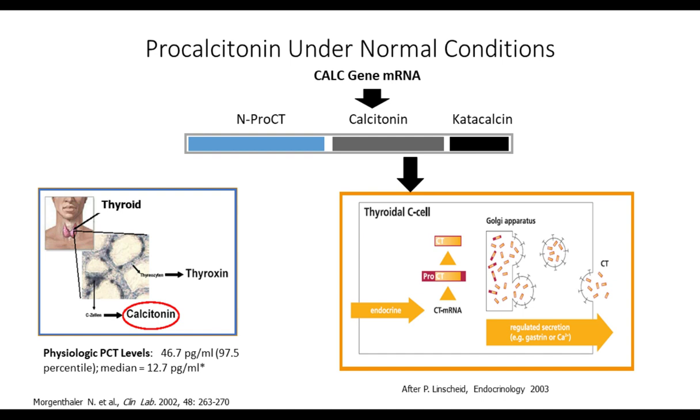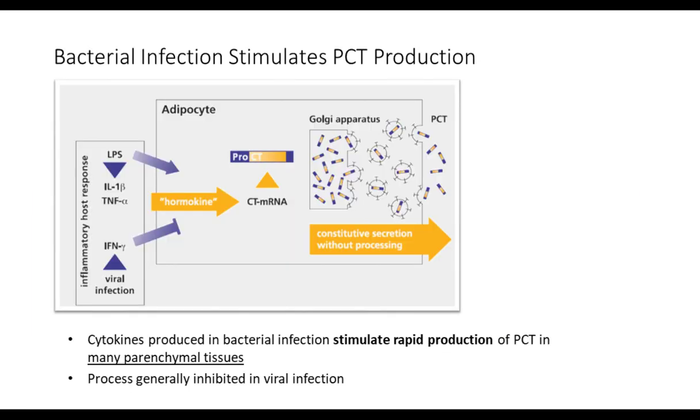It produces this precursor peptide, which is then processed in the Golgi apparatus and secreted under this highly endocrine regulated system of gastrin and calcium and a bunch of stuff that I don't remember anymore from medical school and residency. And it's produced by a few small cells in the thyroid gland, and normal physiologic conditions are just picogram levels of procalcitonin.